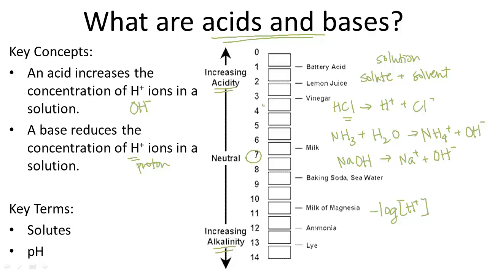And so here's a little chart, and you can see that lemon juice has a pH of about 2, and so it's really acidic, whereas milk has about a pH of 6.5, so it's more tending towards the neutral, although slightly acidic. And something like ammonia would have a pH of 12, and that's very basic.